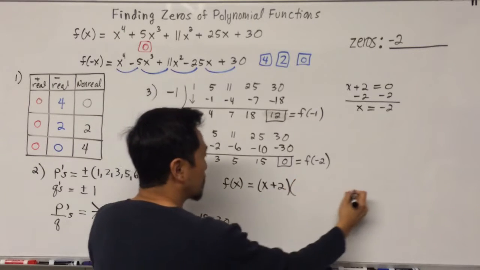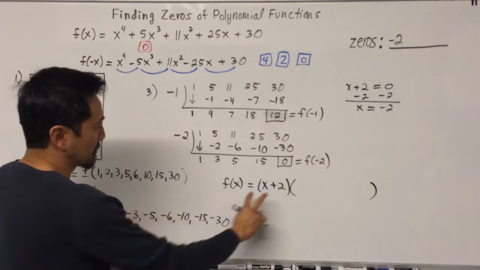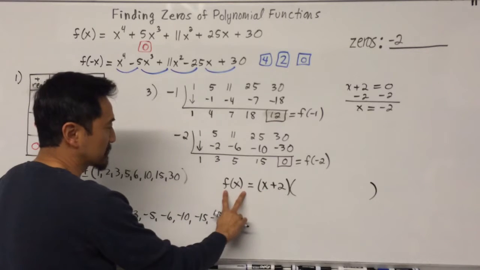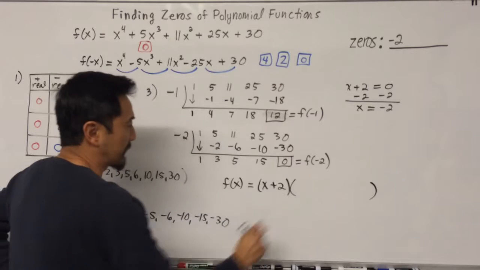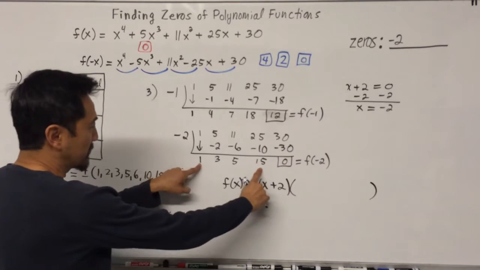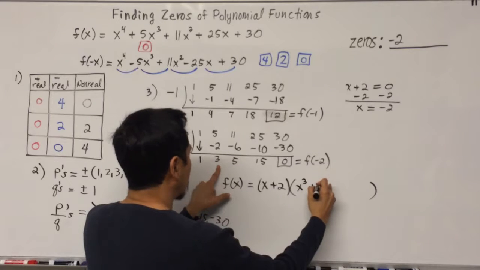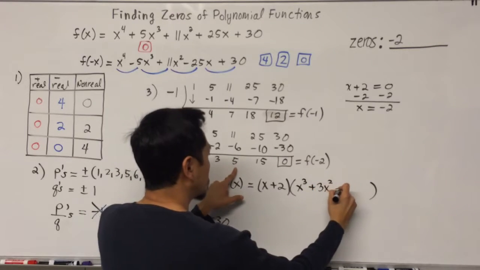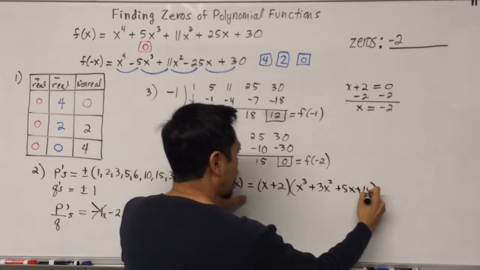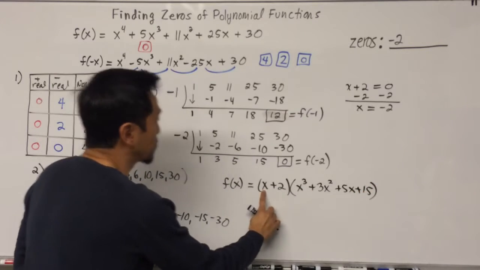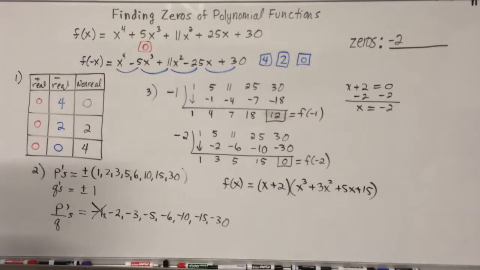All right, now x plus 2 is one of the factors of f. And what is the other factor? Well, it's right here, the quotient. Okay? We know that the other factor is a third degree polynomial. Okay? So third degree times first degree is going to give us back fourth degree.